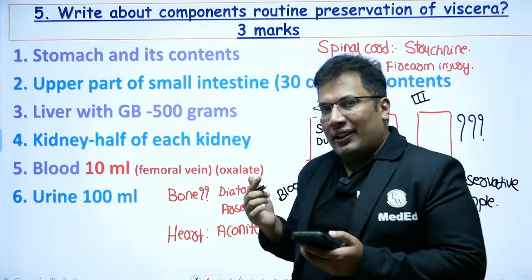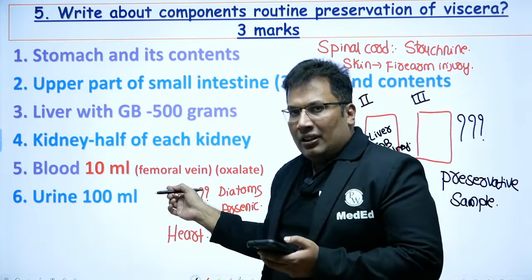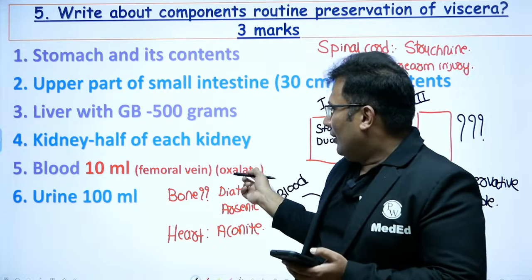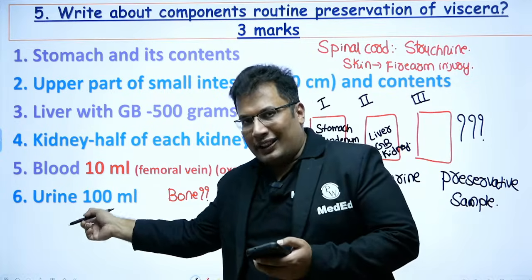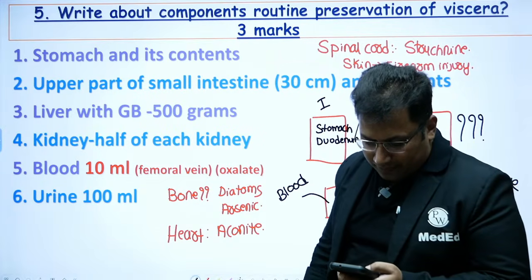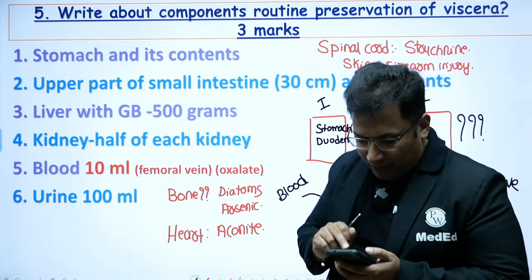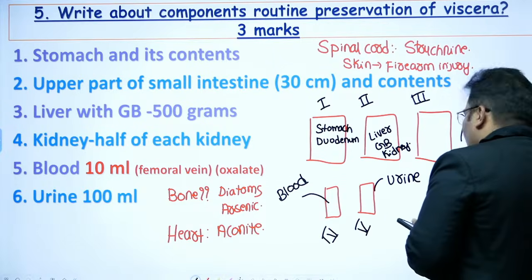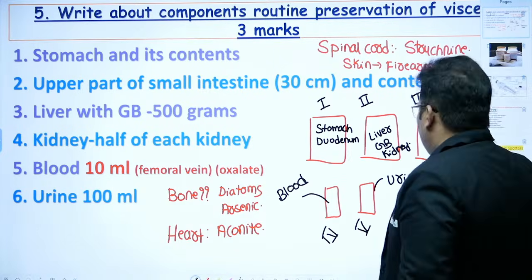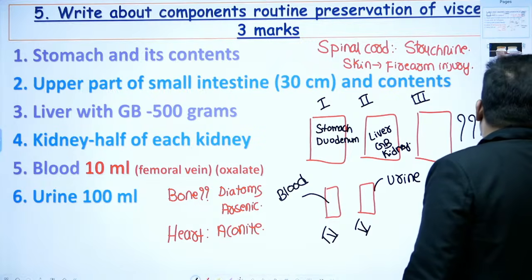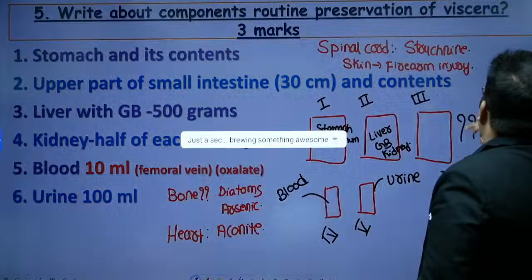So normally the blood is collected from the femoral vein and the preservative is oxalate, that is EDTA and oxalate. So you can use oxalate. For urine, we use thymol. Firearm injury and all, that's great.